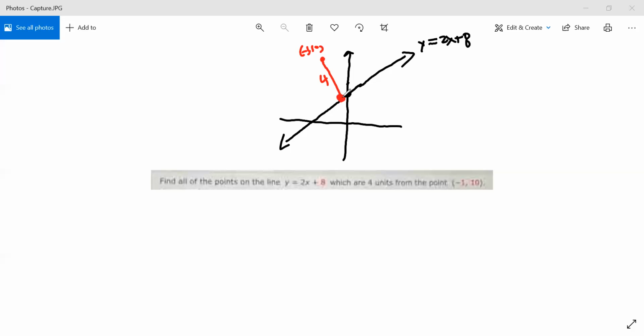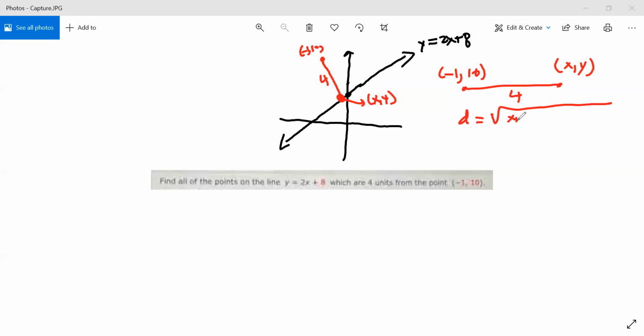And this is going to be, let's say, a random point. So I'm going to call this point (x, y). So basically, I have (-1, 10), that's this point, and then I have point (x, y). This is on the line and the other one is not. And the distance between these 2 points is 4. I will just use the distance formula to compute this distance.